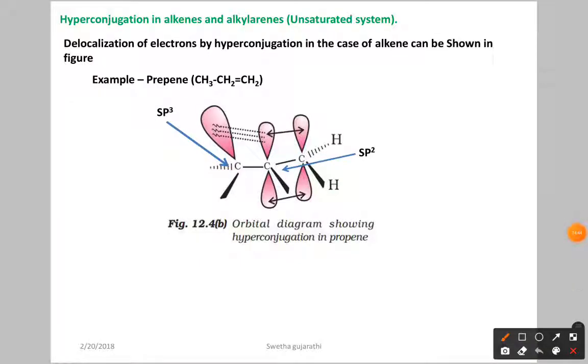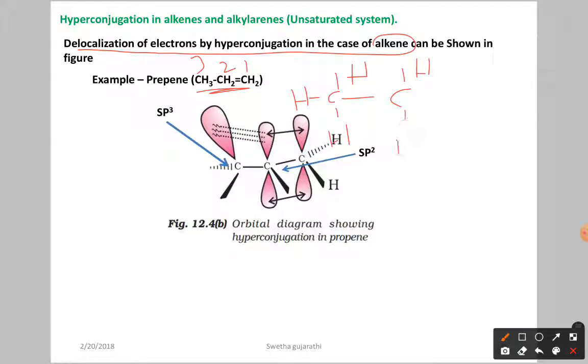Now in hyperconjugation, what I told you is that sometimes unsaturated compounds also show it. Here you can see delocalization of alkenes by hyperconjugation. Alkene is nothing but unsaturation. So if you write the structure of the alkene clearly, this is the first carbon, second carbon, third carbon. Here I am writing the structure. Here we have the double bond. Again here we have the CH, this is the first, this is the second and third.